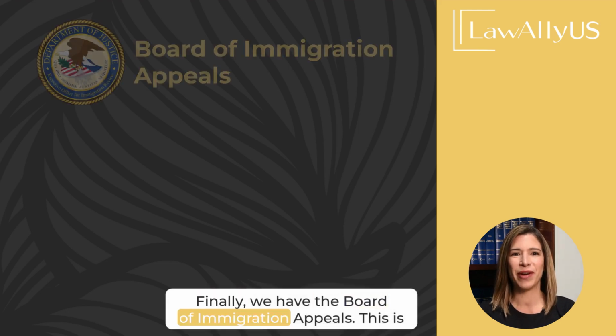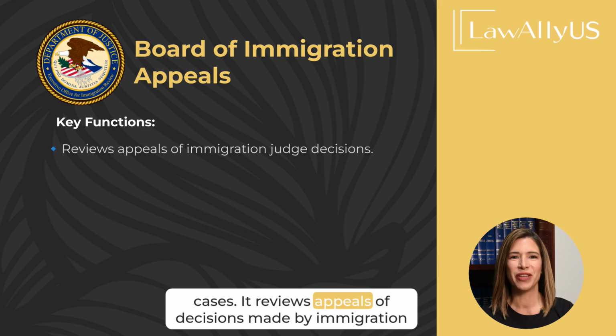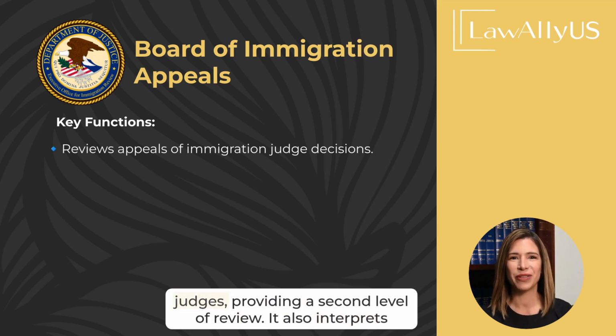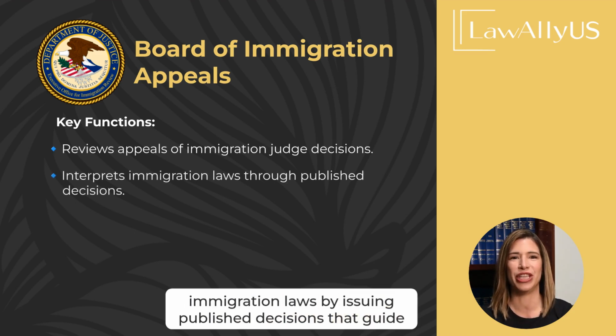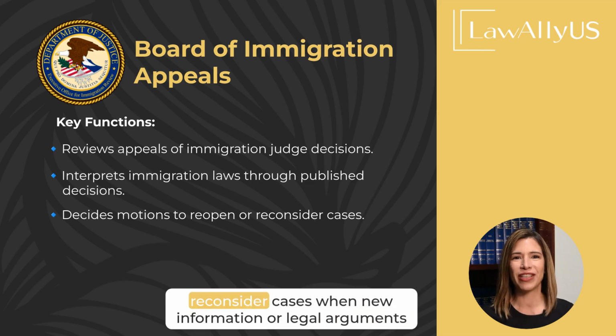Finally, we have the Board of Immigration Appeals. This is the highest administrative body that handles immigration law cases. It reviews appeals of decisions made by immigration judges, providing a second level of review. It also interprets immigration laws by issuing published decisions that guide future cases. Additionally, it decides on motions to reopen or reconsider cases when new information or legal arguments arise.